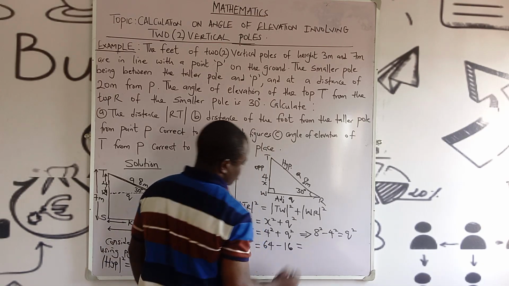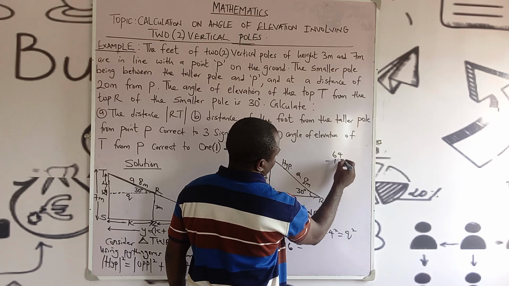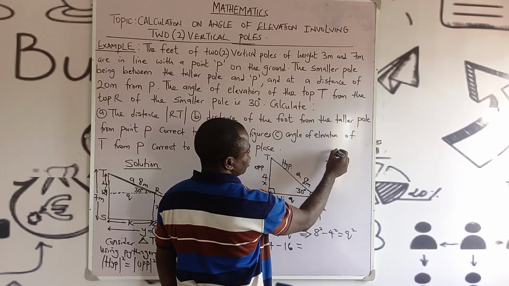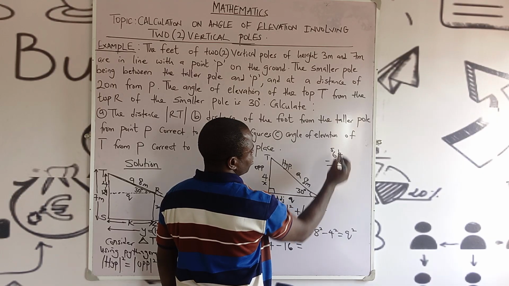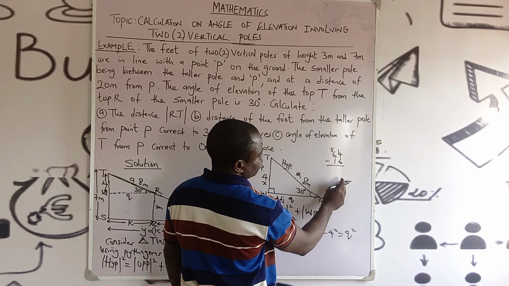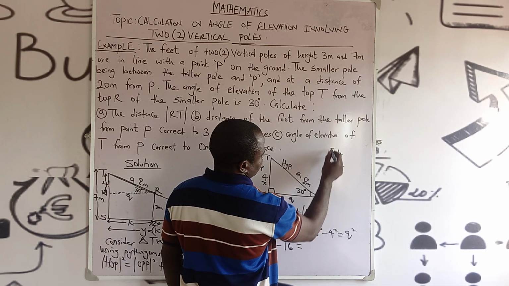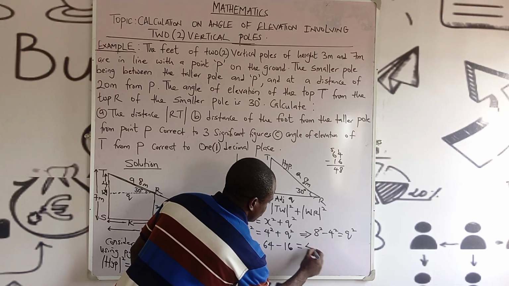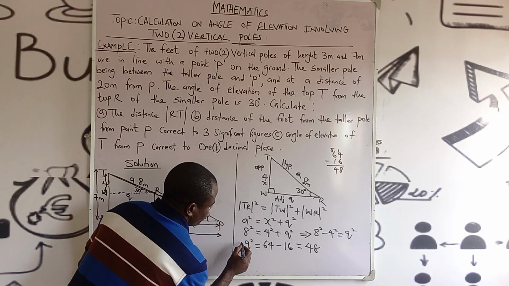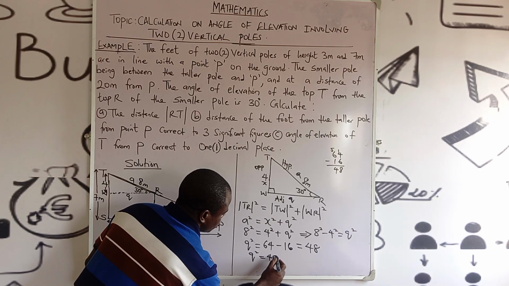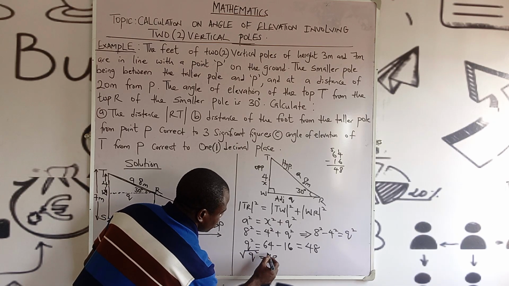When you subtract that, 64 minus 16, remove 6 from 4, impossible. Borrow 1 from 6 to 4, that's 14. This one remains 5. 14 minus 6, that's 8. 5 minus 1, that's 4. 48. Q squared equals 48. Find the square root of both sides.